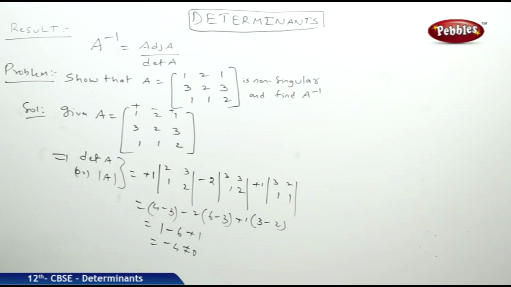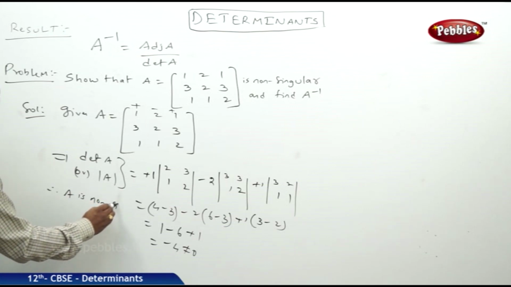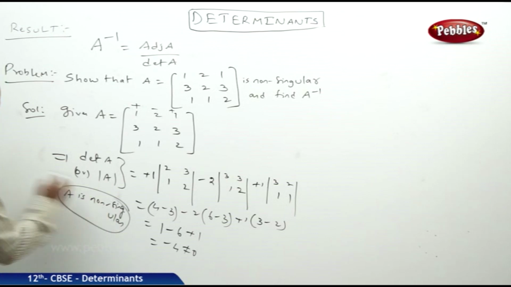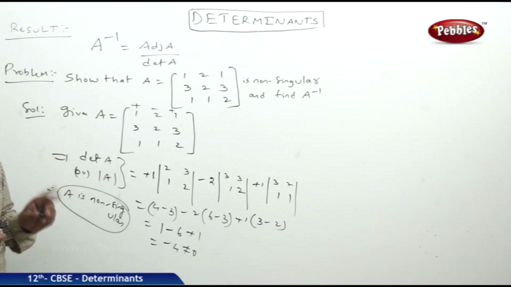Therefore what can I tell? The given matrix is non-singular. Therefore A is non-singular. Here I am writing briefly because of space constraint. Therefore capital A is non-singular. But we should be very, very careful in doing calculations. If we make a single mistake, the whole problem will be wrong.